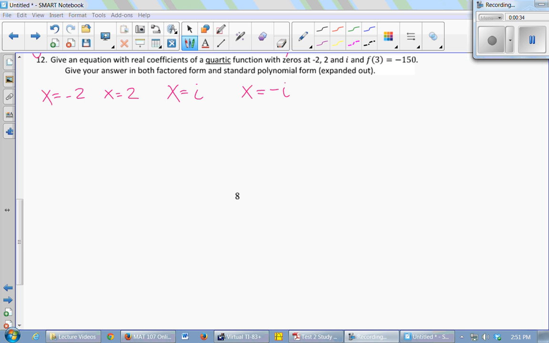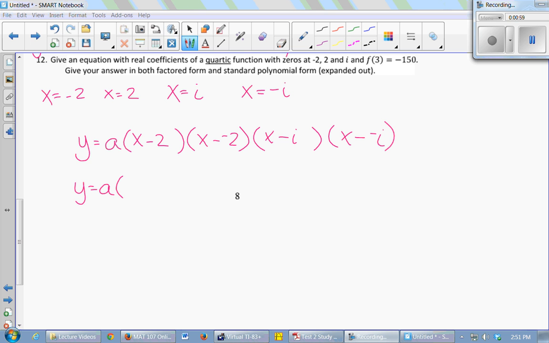And then if I know zeros, then I know factors. So my equation is going to have the form a times, if I have 4 zeros, I'm going to have 4 factors. And each factor is x minus a zero. So I'm going to have x minus 2, x minus -2, x minus i, and x minus -i. And then I can just simplify this a little bit. a times x minus 2, x plus 2, x minus i, x plus i.